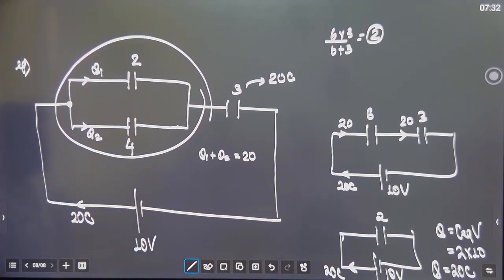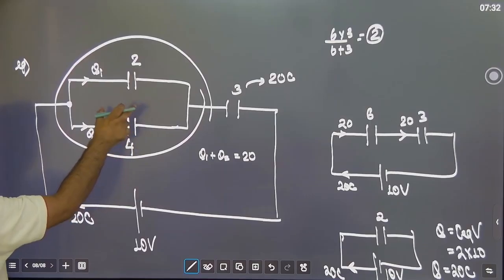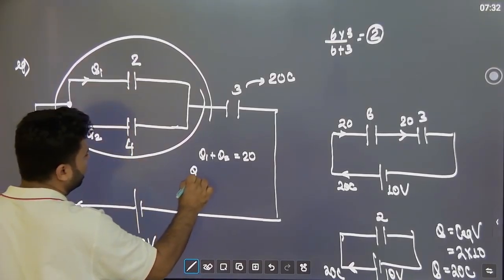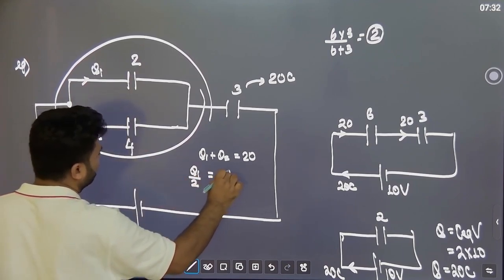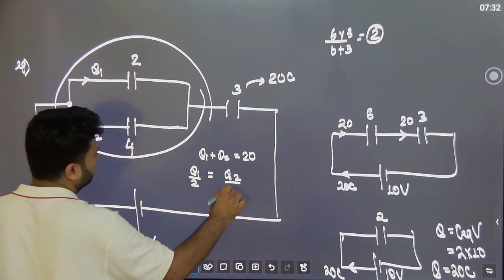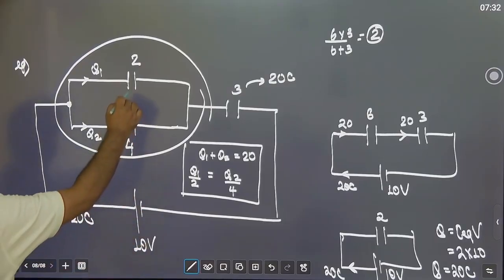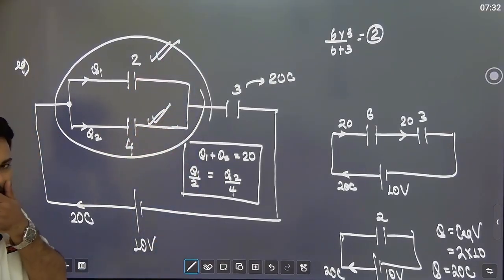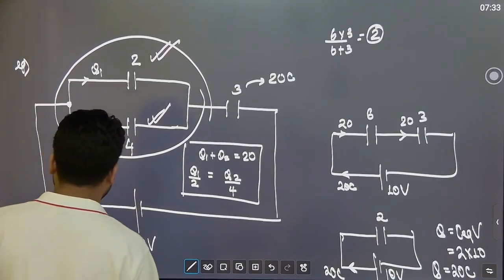Achha, you know one more thing. Potential difference across this equals to potential difference across this. So V equals to, see, Q equals to CV, V equals to Q by C, means Q1 by C1, that is 2, equals to Q2 by C2, that is 4. Solving these two equations, we can get Q1 and Q2. Q1 means how much charge in this capacitor, Q2 means how much charge in this capacitor. Correct. So these kind of questions also they ask.